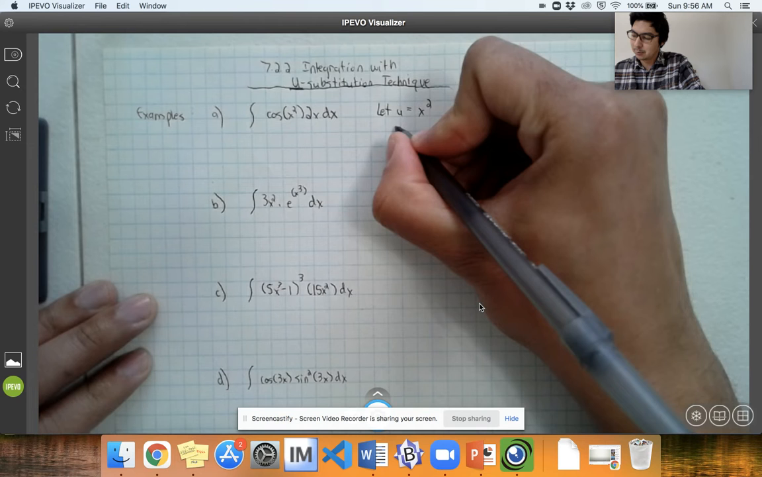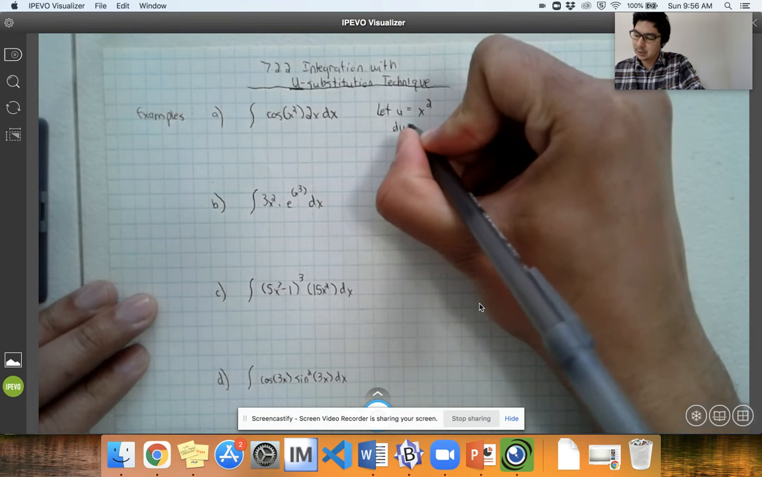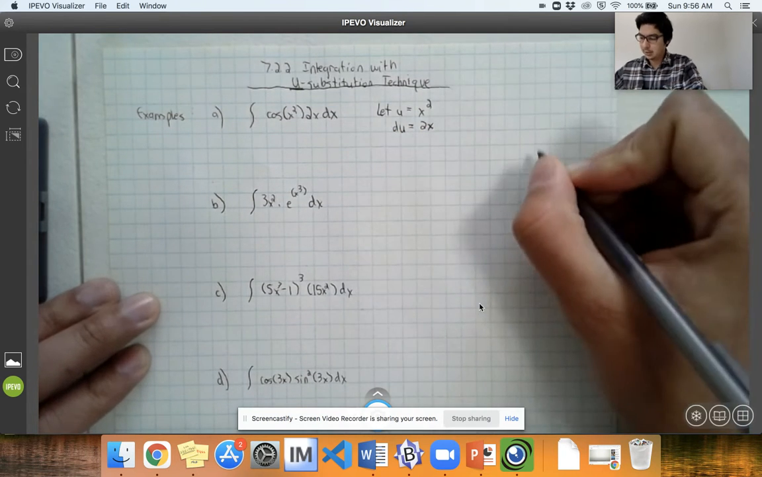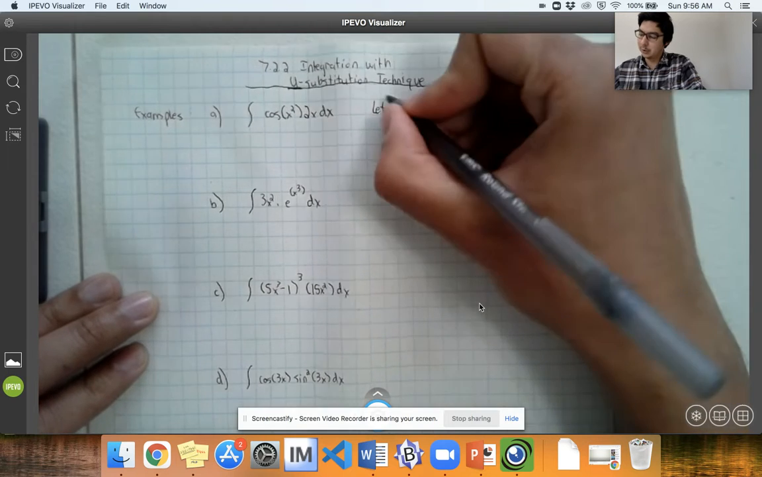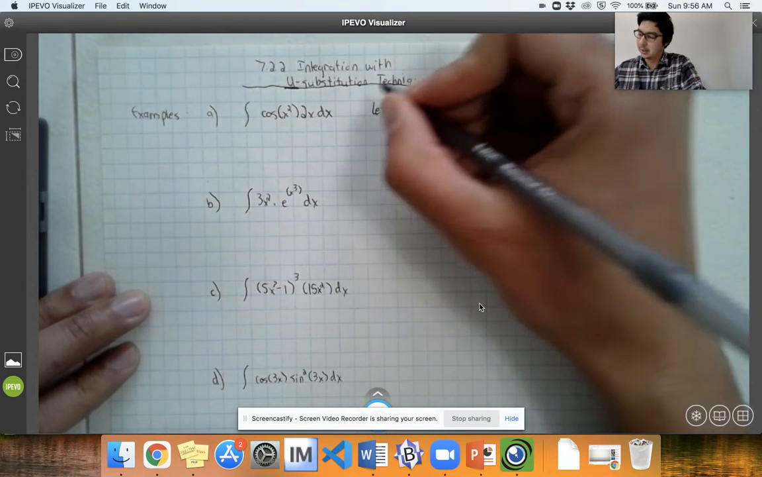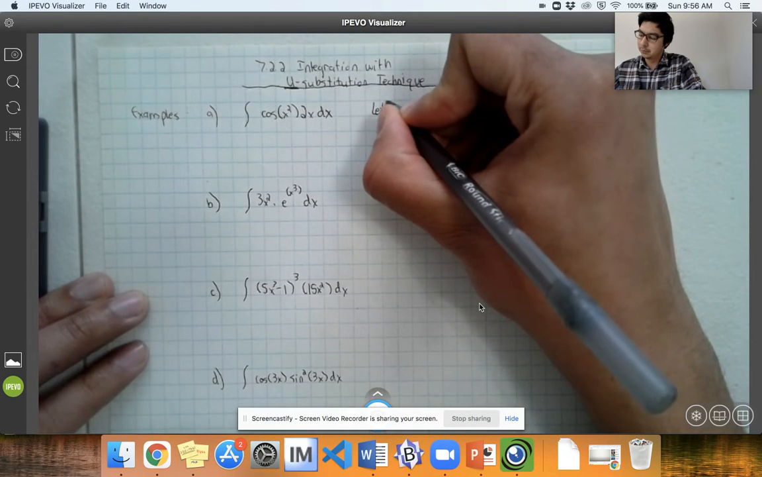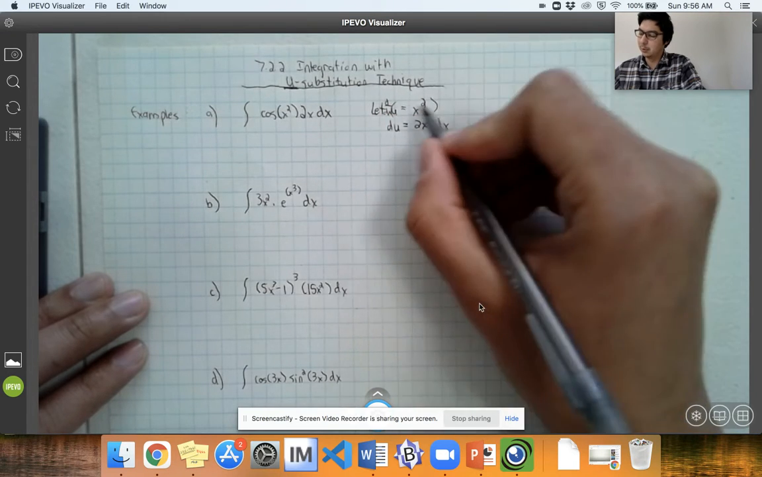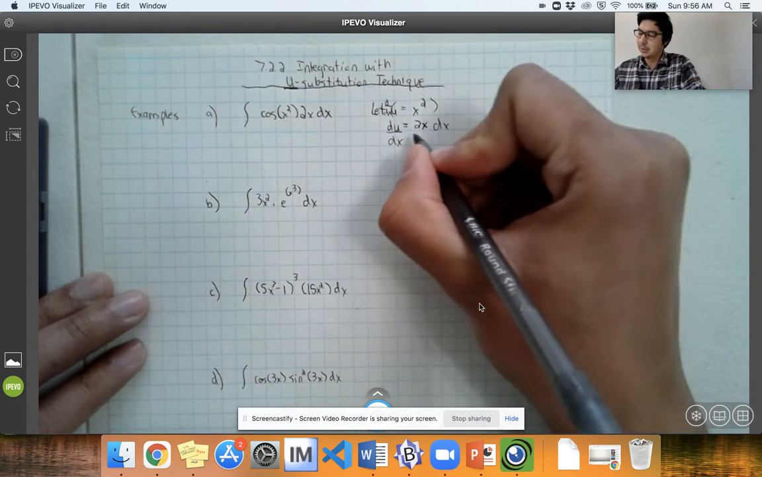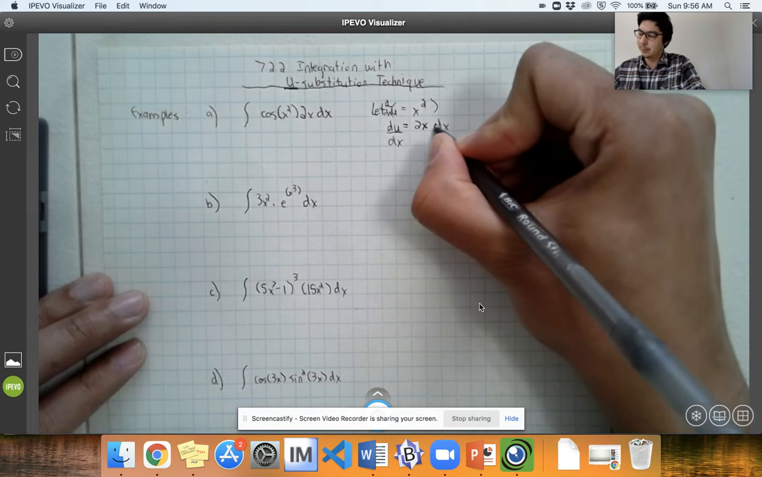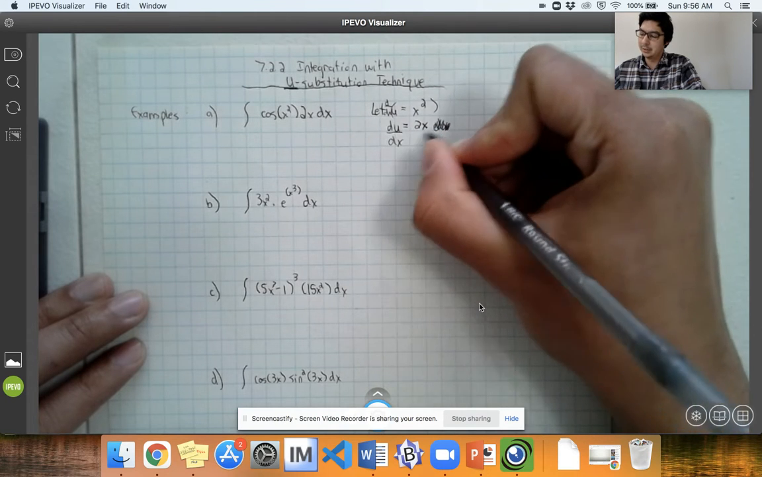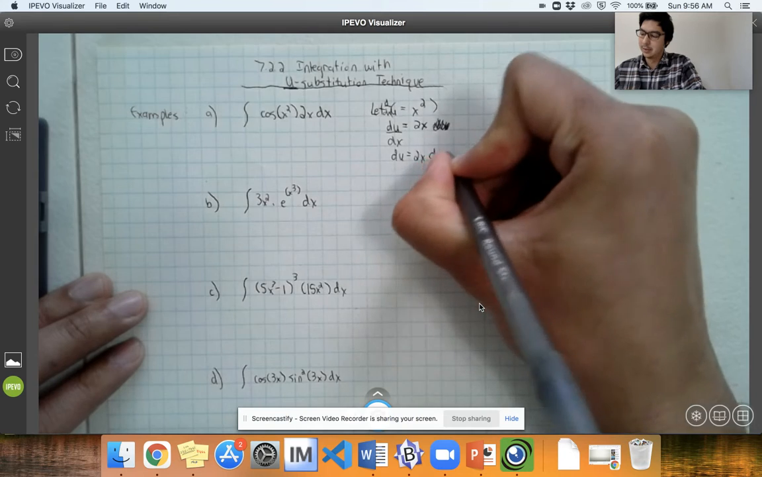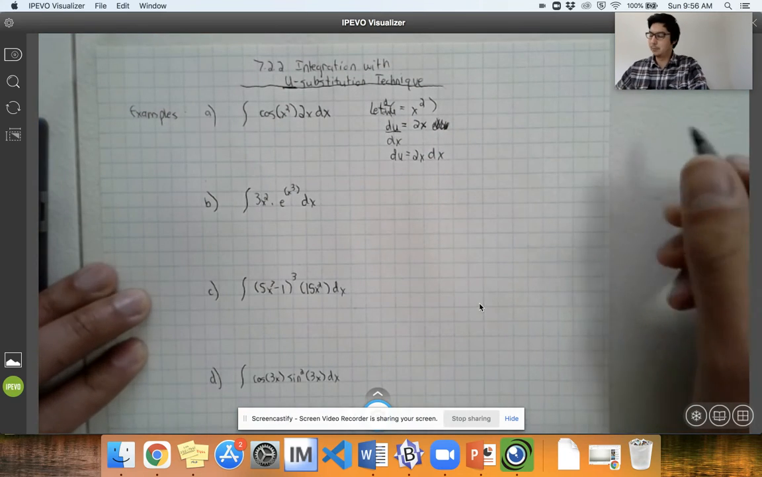Then what that implies is we can differentiate both sides and say that du would be 2x dx. So we're taking the derivative of both sides with respect to x. Then it would be du/dx is equal to 2x, and then I'm just going to multiply that dx to the other side, and that's how I'm getting du equals 2x dx. I'm going a little bit slower on that first one, all right?